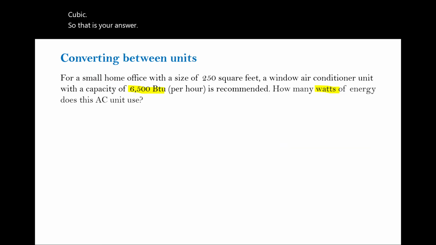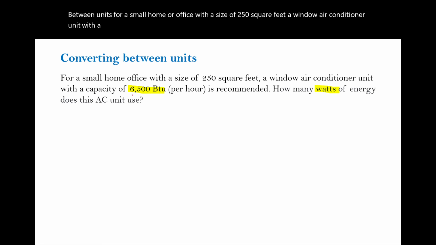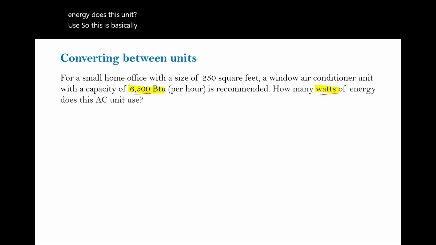Let's see what else we have. Converting between units. For a small home office with a size of 250 square feet, a window air conditioner unit with a capacity of 6,500 BTU per hour is recommended. So how many watts of energy does this unit use? This is basically a simple conversion between the English system, BTU, to watts, which is joules per second.